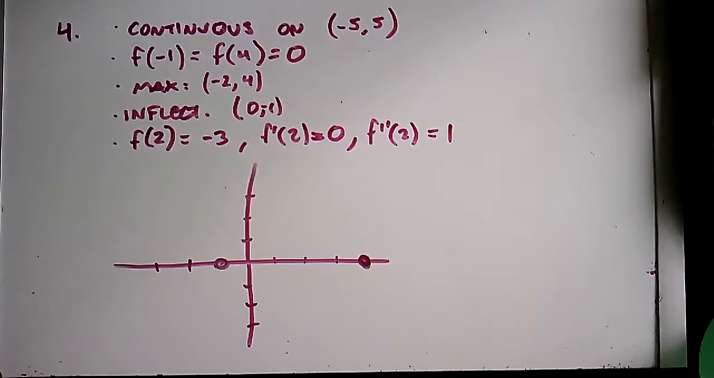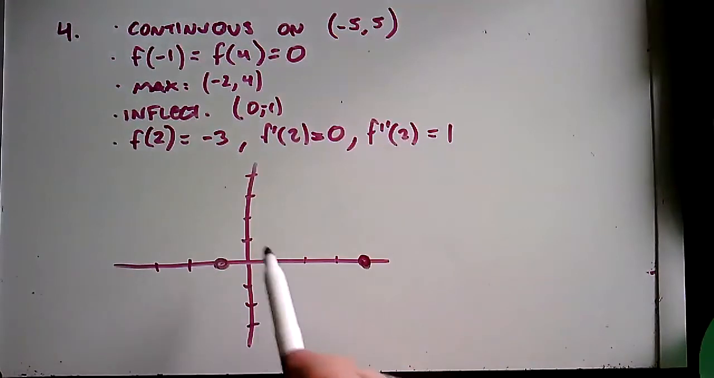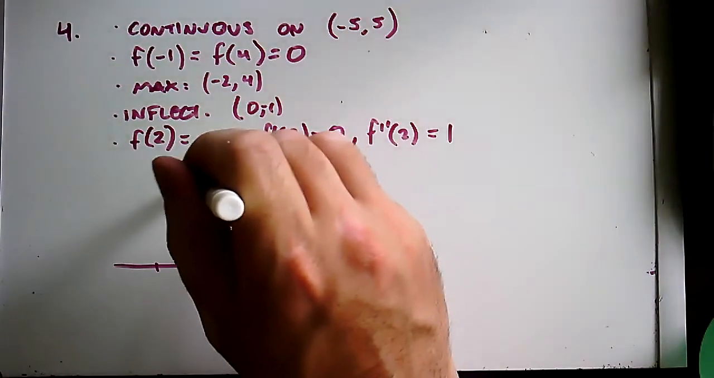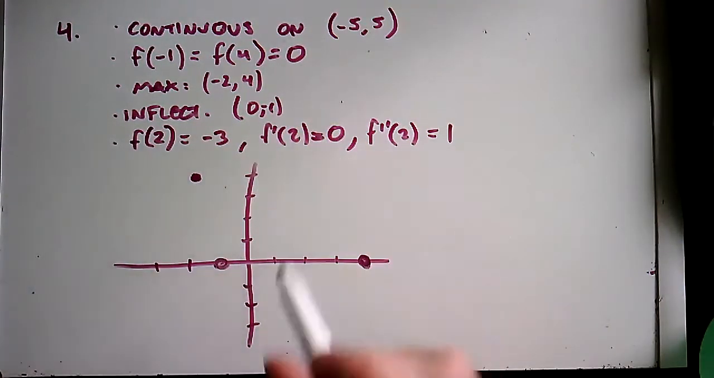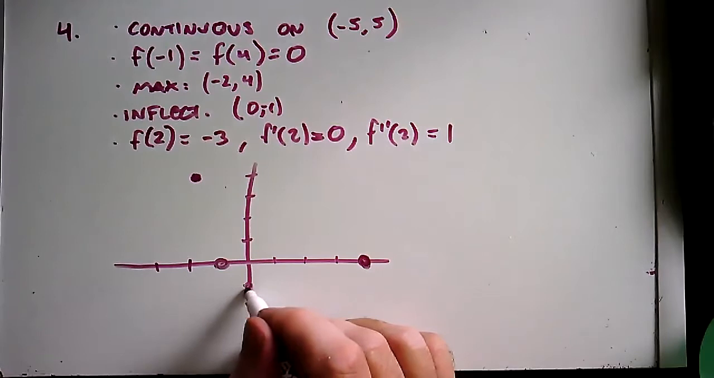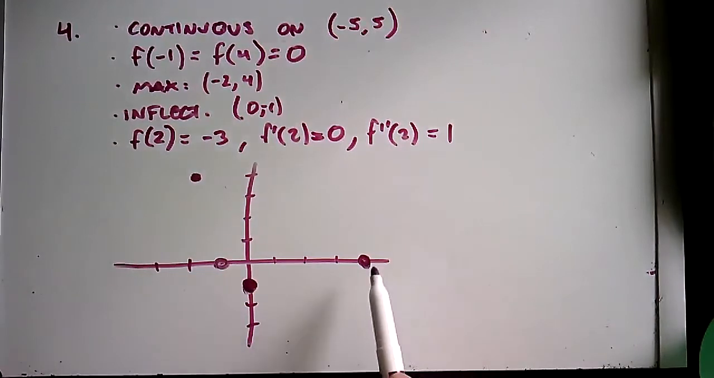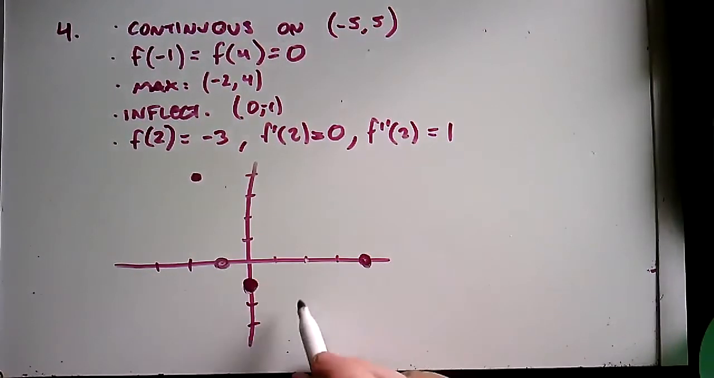I have a local maximum at -2, 4. Okay, that I can also put into my graph. So -2, 4. Again, that's a point that's actually on the graph there. An inflection point at 0, -1. Okay, so there's another point on my graph. There's 0, -1. And then f of 2 equals -3. Okay, one more point, so f of 2. So when x equals 2, y equals -3.